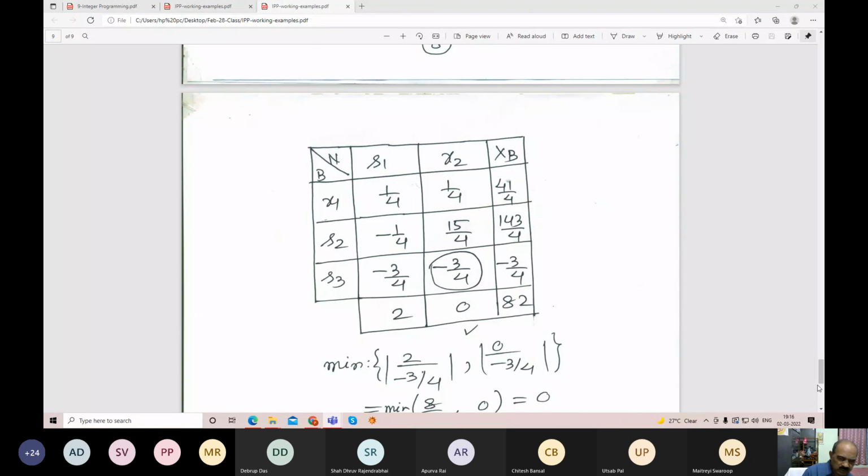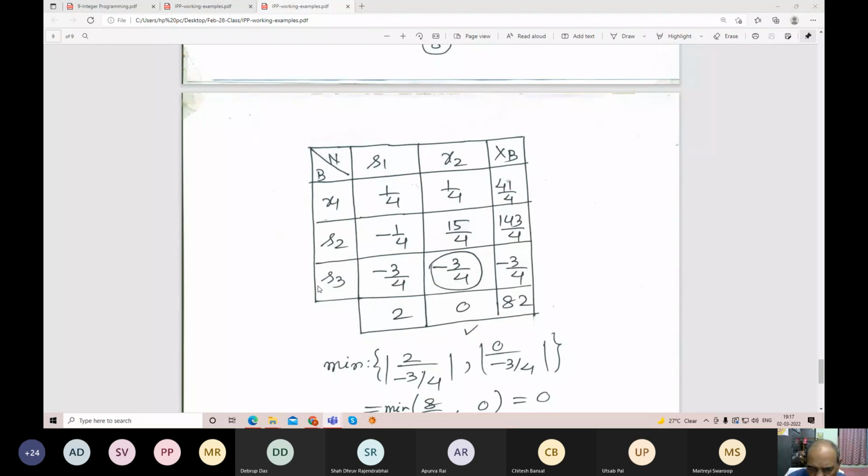Once we include this constraint in this manner, we check whether the problem is feasible. Suddenly it is not feasible, it is an infeasible problem. Once we find an indication of infeasibility, because the slack variable cannot be negative, it has to be positive, we apply the dual simplex method with respect to minus 3/4. S3, the basic variable, will become the non-basic variable.